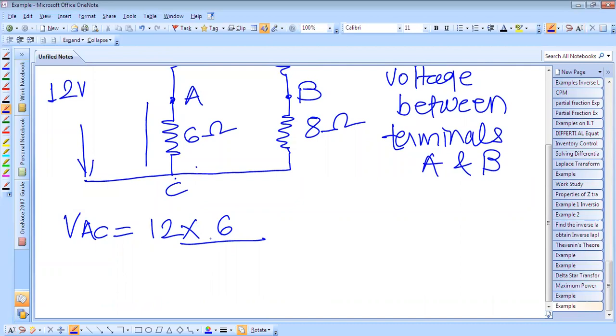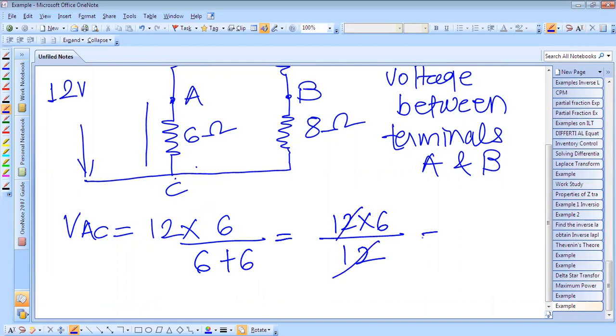So the current flowing through this branch, through the resistance 6 plus 6. So this is coming equal to 12 into 6 divided by 12. This 12 will cancel, we will get 6 volt. Okay. So similarly, we have to calculate VBC.